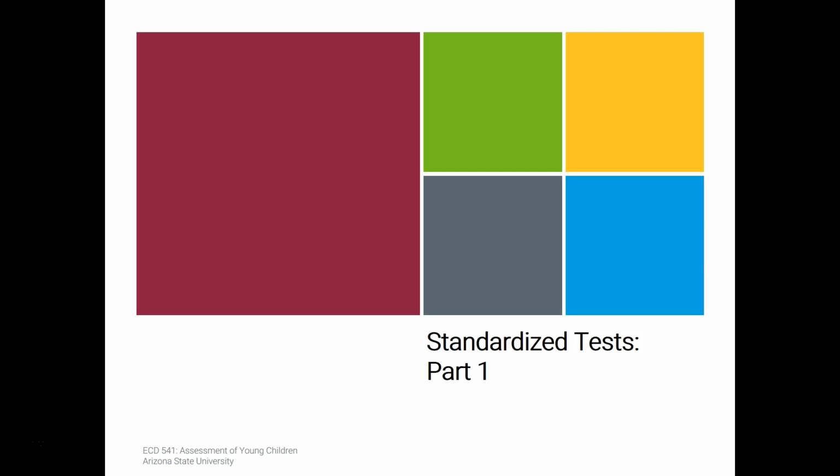This module covers material on standardized tests. It will be presented in two parts. Part 1 will cover issues related to measurement error and two related concepts, reliability and validity. Part 2 will cover the types of standardized tests, their limitations, principles related to the use of these measures, and important tips for their administration.